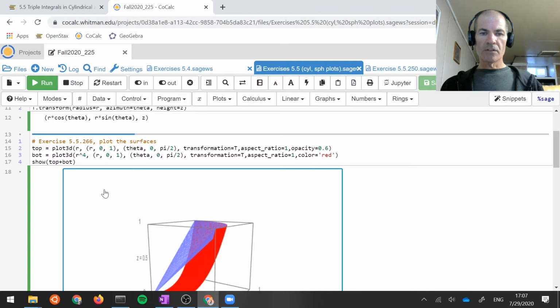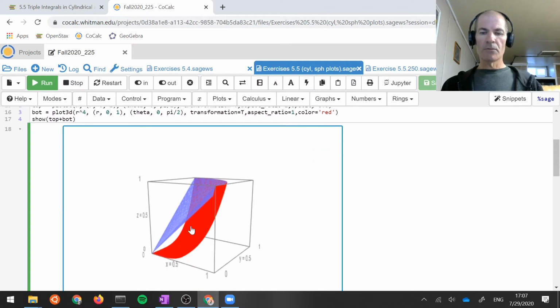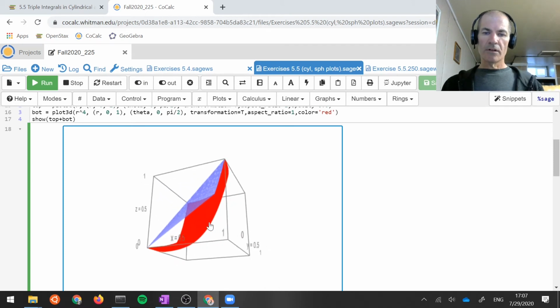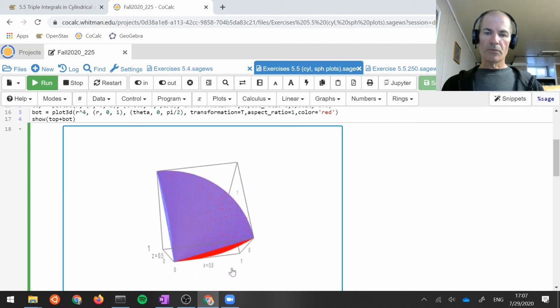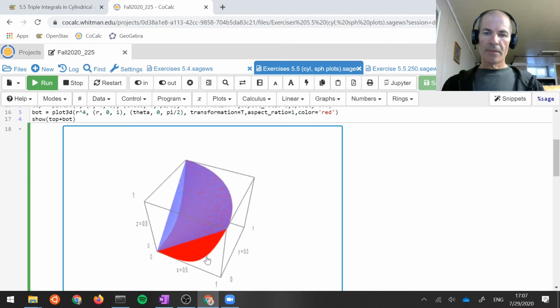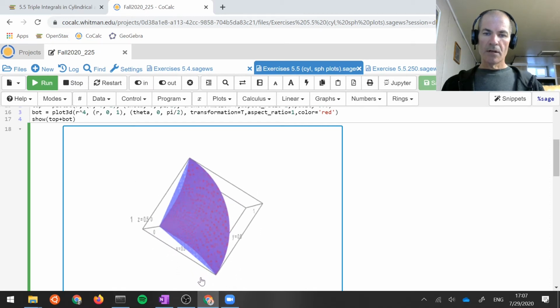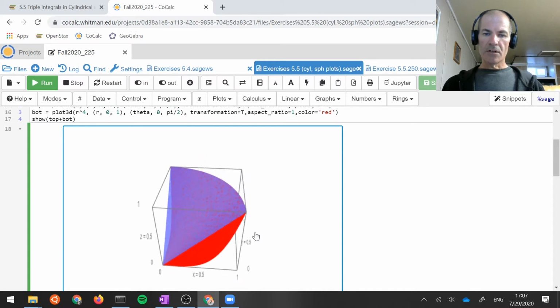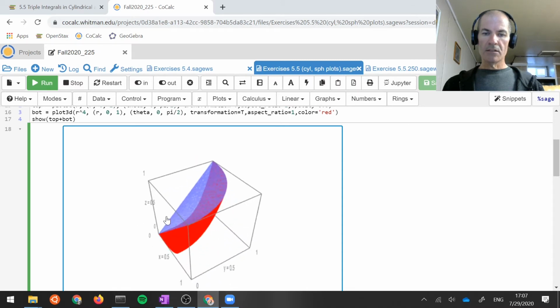And then the other one, z equals r to the fourth, is not one that we're super familiar with, but you can imagine, right? z equals r squared would be sort of parabolic. z equals r to the fourth is just more so. It's a parabolic kind of shape. And then if you look at this from a few different angles, we see that from the top, r is going from 0 out to 1, and then theta is going from theta equals 0 up to theta equals pi over 2, and that is it.